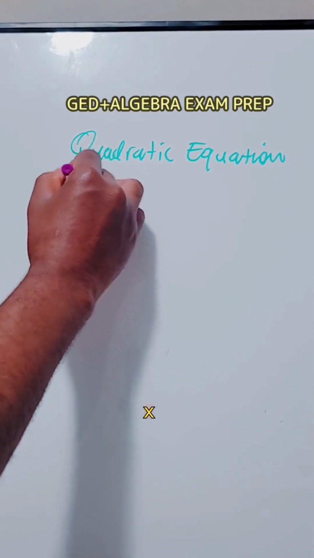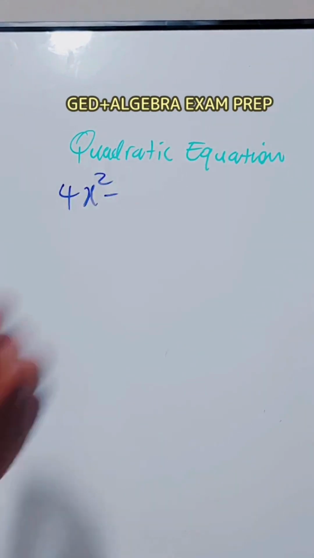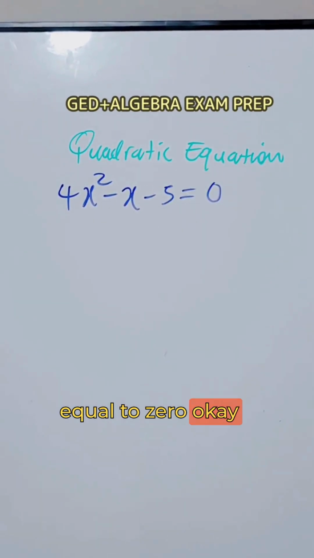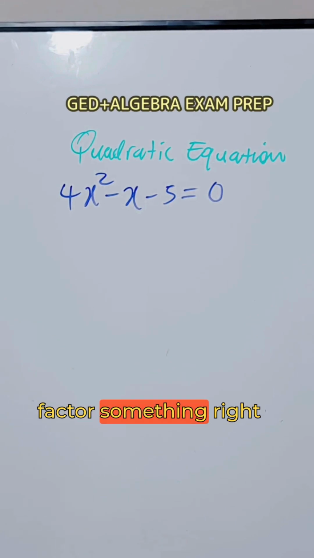Let's say we have 4x squared minus x minus 5 is equal to 0. Okay, so what we can do, we can try to factor something, right?